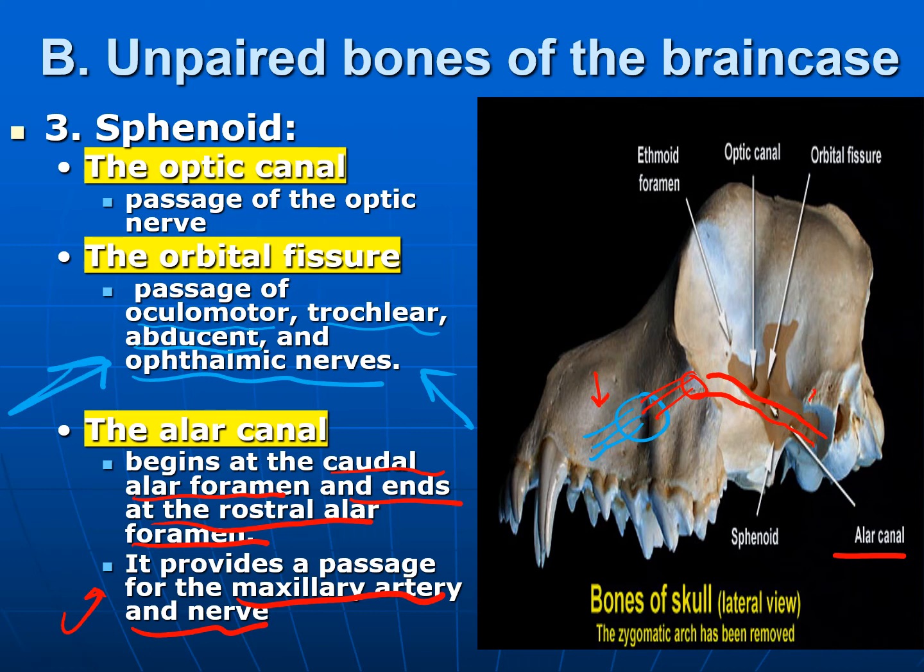So remember, this area here, when it passes through the alar canal, we call it the maxillary artery, vein, and nerve. Once it moves and passes through the maxillary foramen to reach the level of the infraorbital foramen, it exits as the infraorbital artery, vein, and nerve.